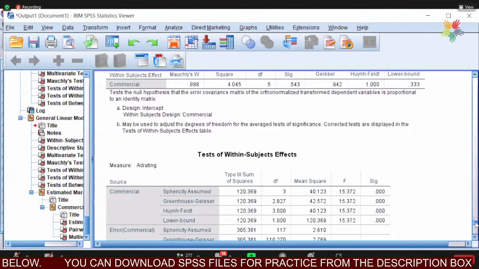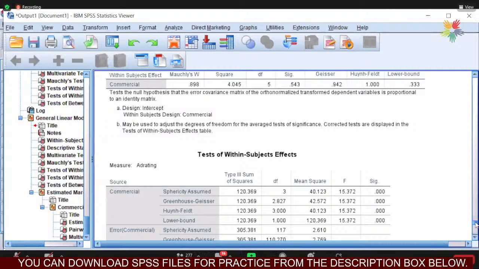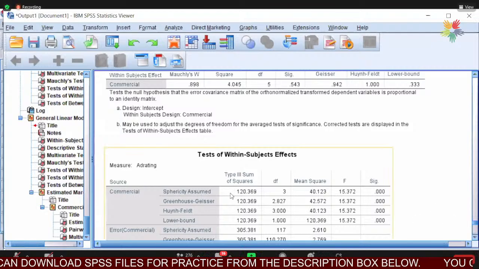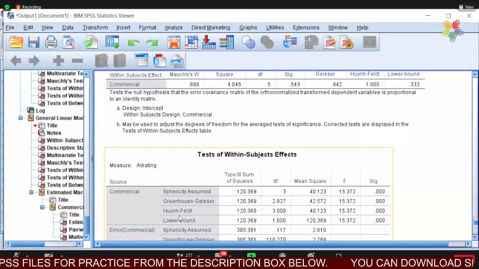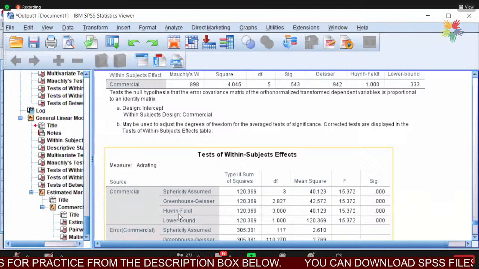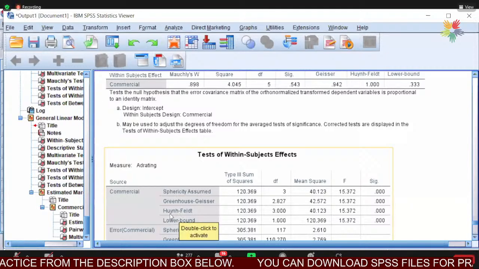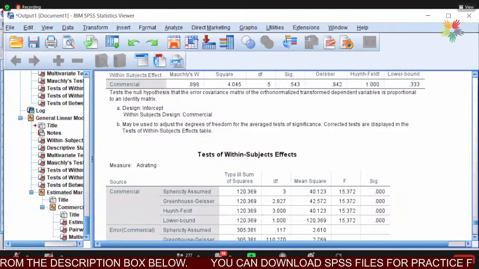Now one more thing you need to know is, here we have Greenhouse-Geisser and Huynh-Feldt. So when do we have to use Greenhouse-Geisser, and when do we have to use Huynh-Feldt?